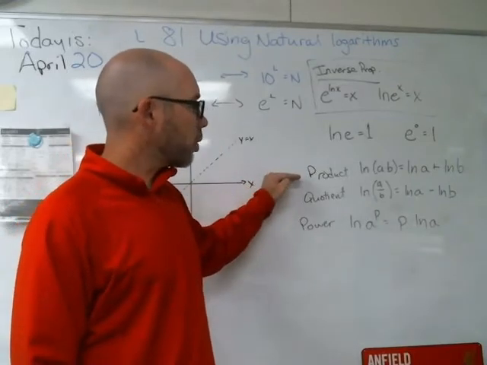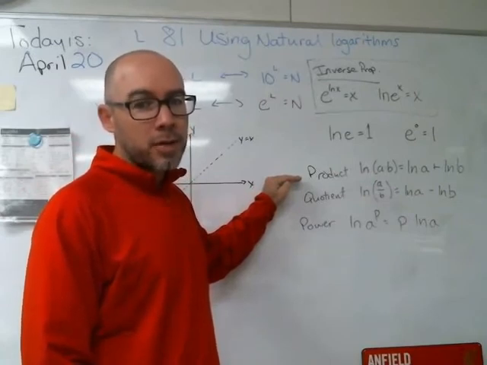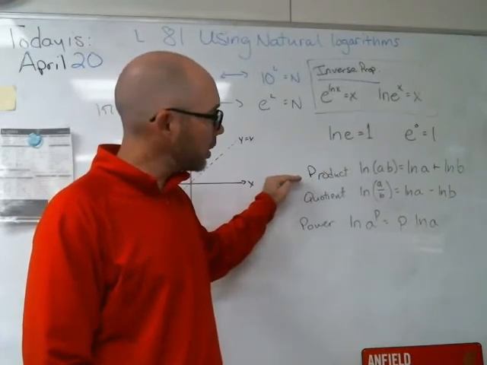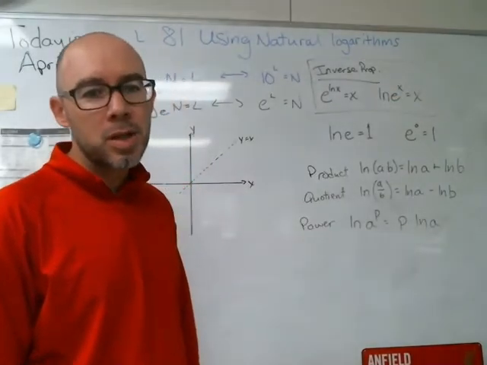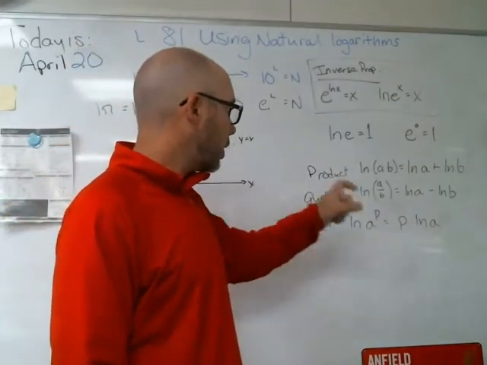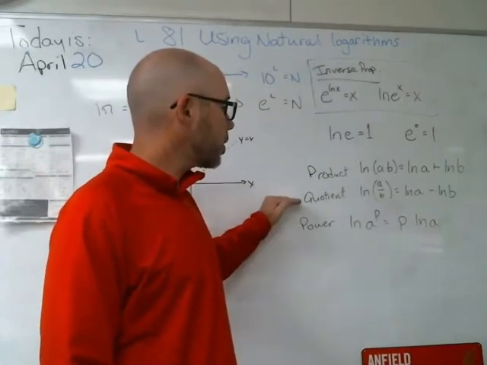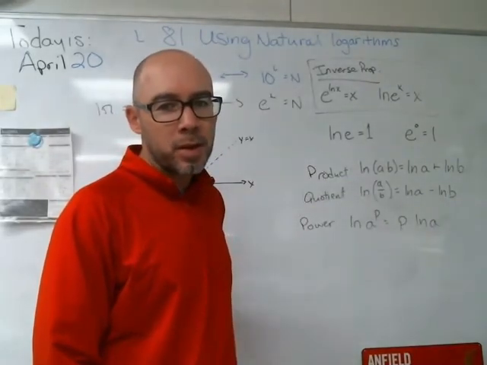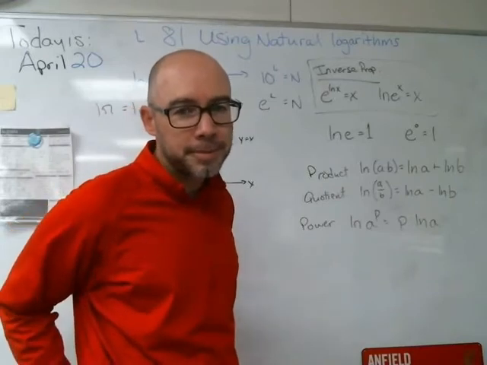We also have the product property. The natural log of something that can be split up into factors equals the natural log of each factor added together. So ln a times b equals ln a plus ln b. And you can break that up into as many factors as you want and add those answers all up. Quotient: the natural log of some number divided by another number is the natural log of the top number minus the natural log of the bottom number.